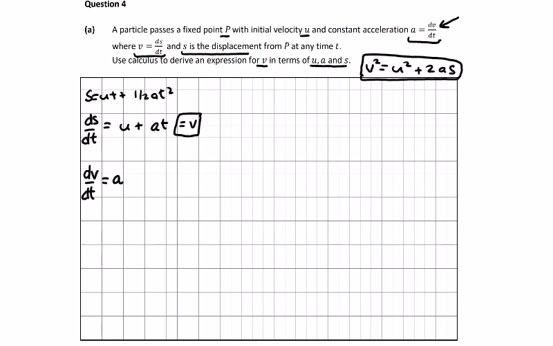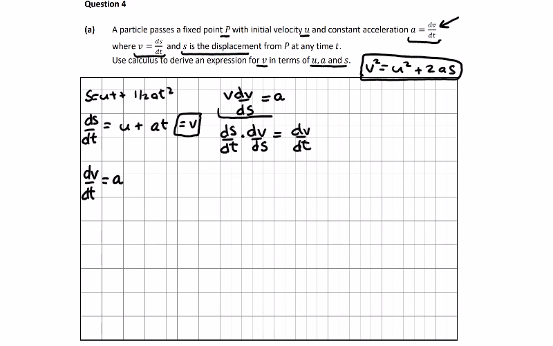So what have we got? Well, v dv/ds is also equal to a. I think that's where we start here. Let's see why. Because v is ds/dt, and if we multiply that in our chain rule by dv/ds, we get dv/dt. So I think that's the starting point here.